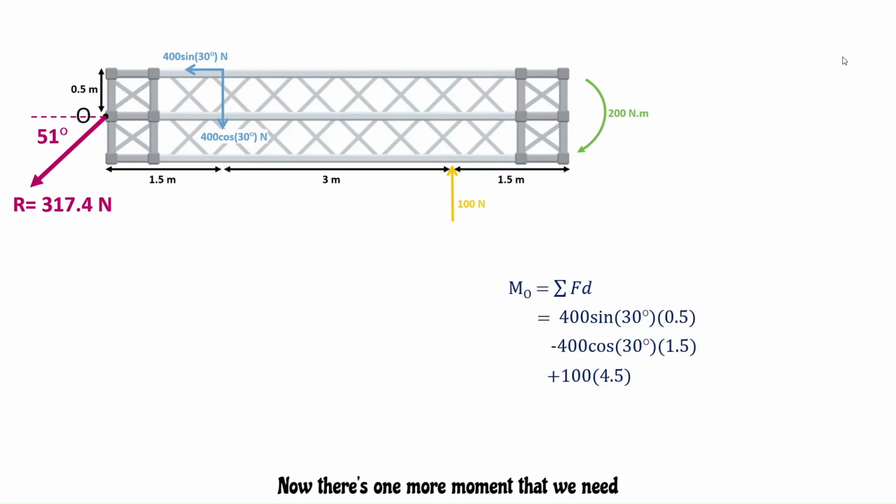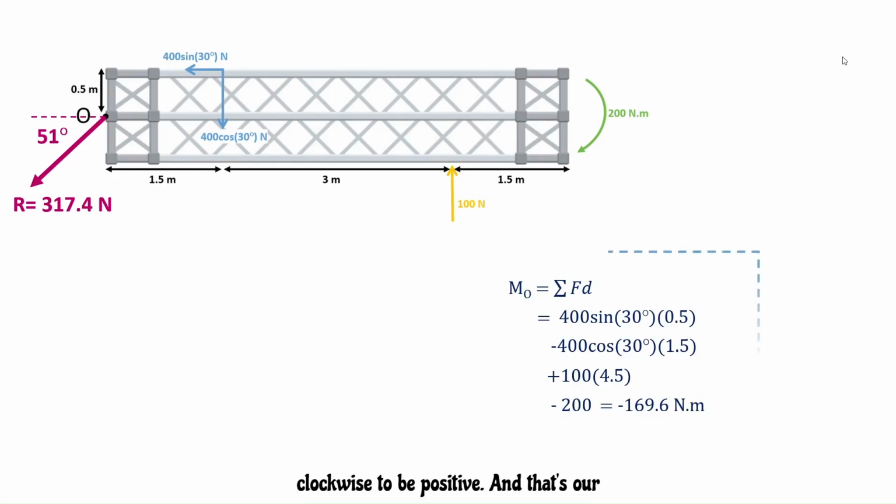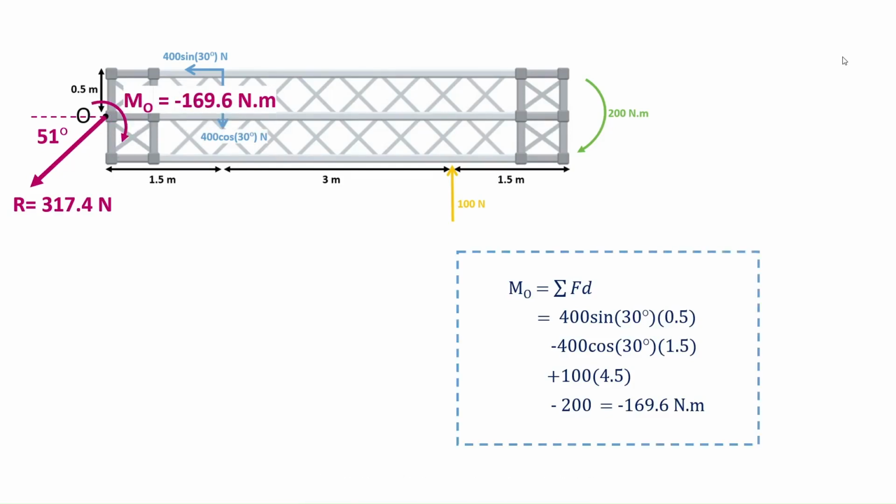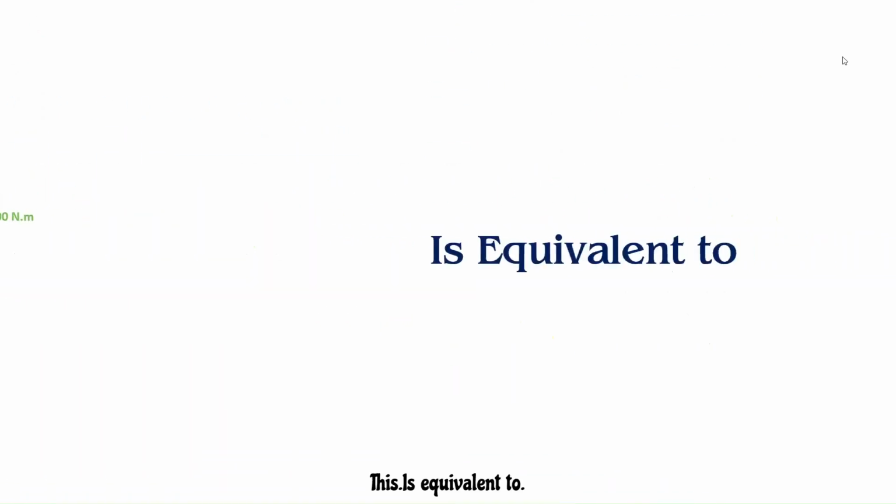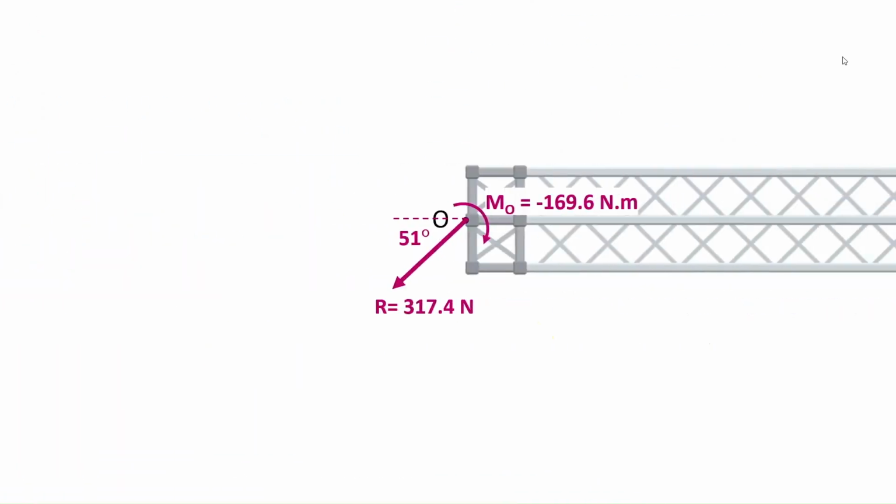Now there is one more moment that we need to keep in mind, which is given already to us. We will assume clockwise moments to be positive and add it up. So note that all the counterclockwise moments will be negative since we take clockwise to be positive. And that's our answer. So, this is equivalent to this.